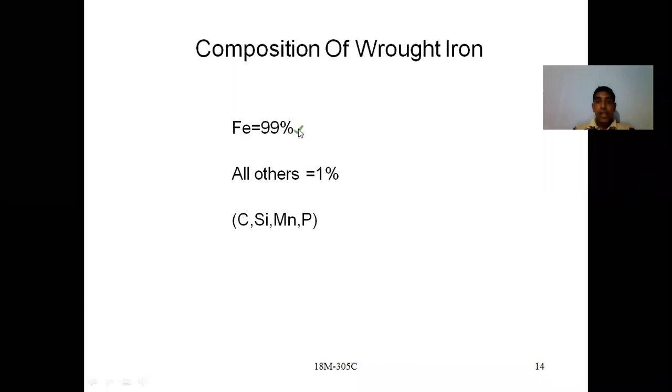99% of iron will be present in wrought iron and 1% will be your carbon, silicon, manganese, and phosphorus. So these are the impurities. So you are having impurities, carbon, silicon, manganese, and phosphorus, and you are having 99% iron in wrought iron. So that's why wrought iron is known as the purest form of iron. Okay. So it is a very, very important question coming in your competitive examinations. Which is the purest form of iron? Wrought iron is the purest form of iron.